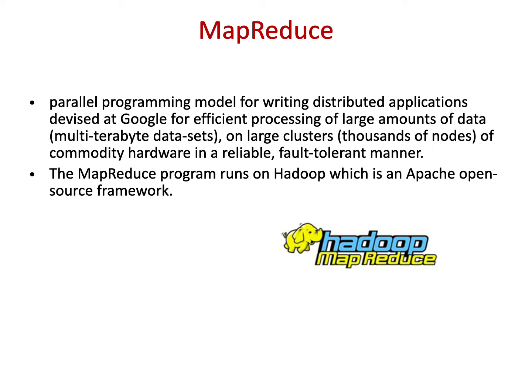The main task of MapReduce is to be a parallel programming model, with which we can write parallel programs for writing distributed applications. It was devised by Google for efficient processing of large amounts of data. It can go up to multi-terabyte data sets on large clusters, or thousands of nodes of commodity hardware, in a reliable and fault tolerant manner. The MapReduce program runs on Hadoop, which is an Apache open source framework.